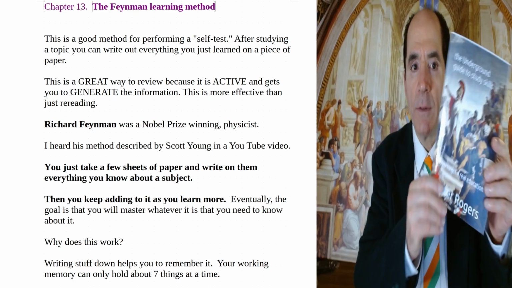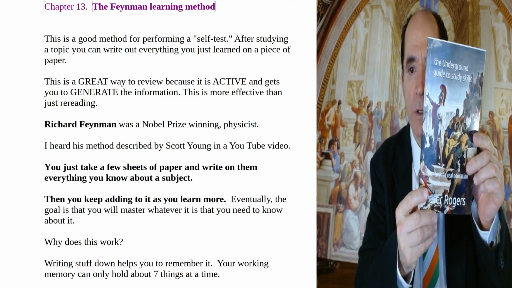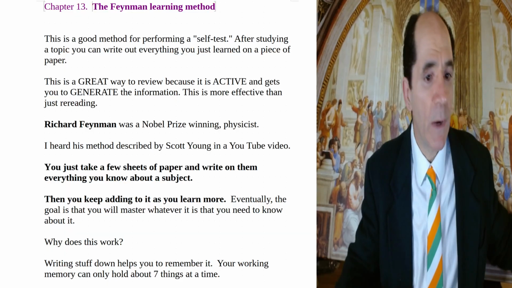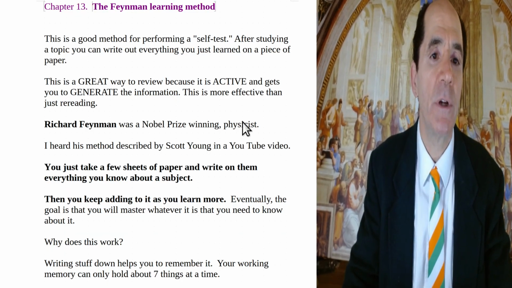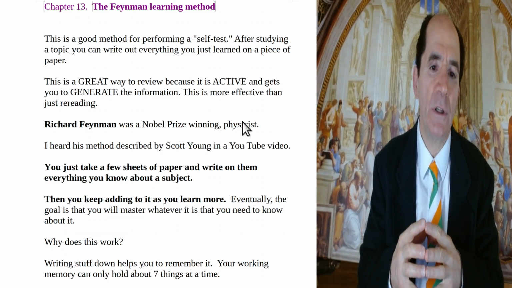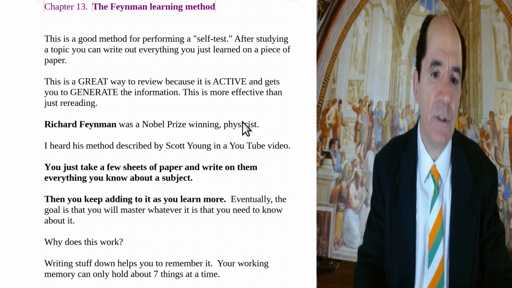Okay, we're going to do the next chapter here, 13, from this book, The Underground Guide to Study Skills by me, Pete Rogers. We're going to talk about the Feynman learning method. And the Feynman learning method is really just a subtype of condensed notes.